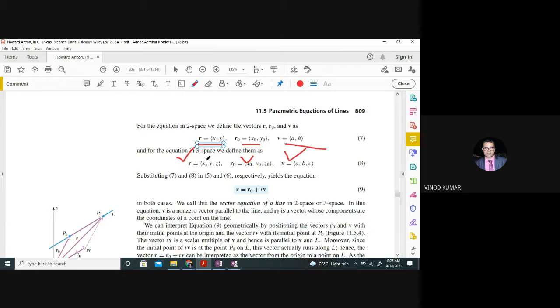So what it means is this is a position vector and this is a vector passing through the given condition, respectively. This is the formula, the equation of a vector of a line in 2 space or 3 space accordingly, and V is a vector. Okay, this is your actual formula: R vector equals R naught vector plus t times V vector.